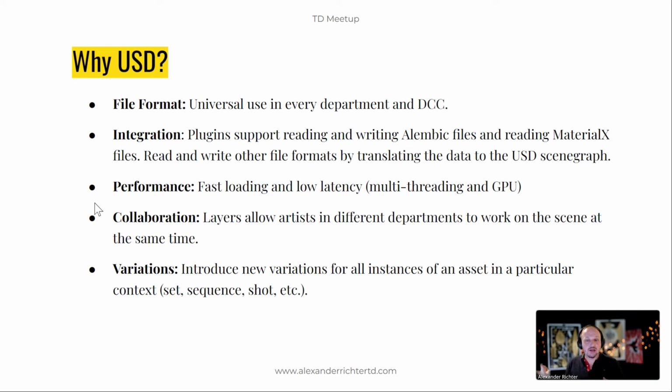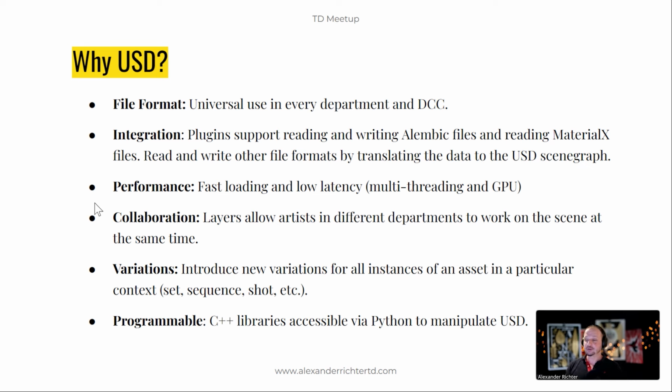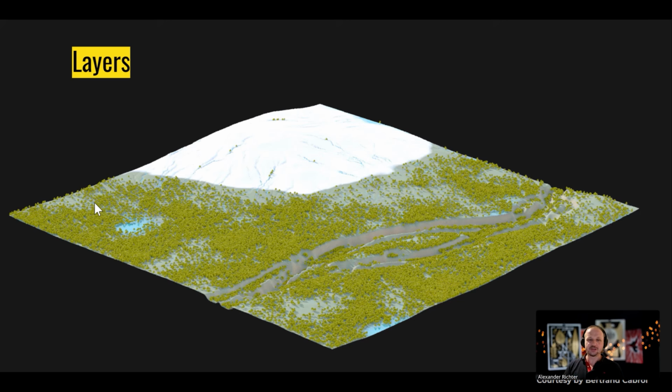So you have a rainy version of the clothes, a dirty, a broken, a blue, a red version of the clothes. And you can just switch between the variation by just changing an attribute instead of literally importing and reapplying elements. And then for last but not least, it's programmable. So we can access the C++ libraries using Python. Okay, let's look into it.